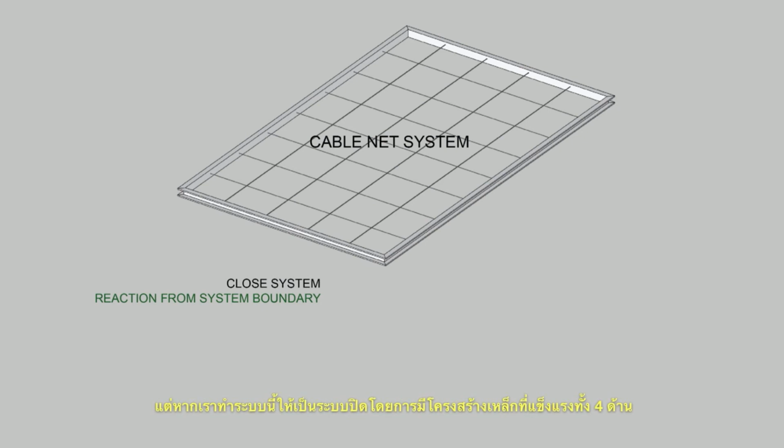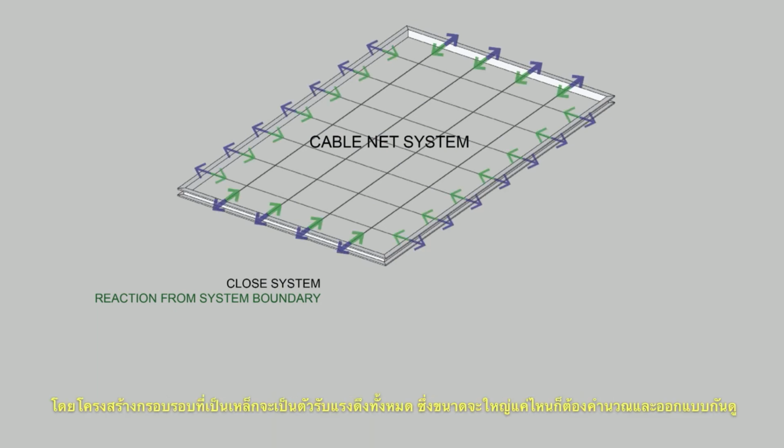What if we create a cable net system that is a closed system by having perimeter steel on 4 sides? The steel will take the high pretension loads of the cables, but I'm not sure how big it needs to be, and whether it is aesthetically okay or not.